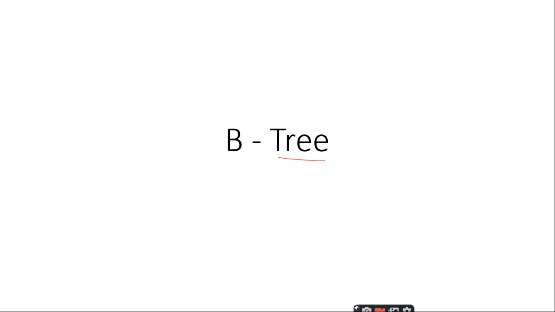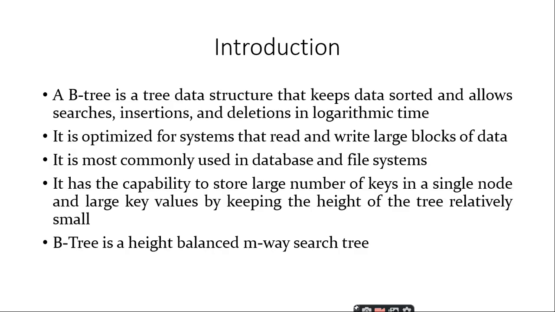So coming to the introduction part of these B trees, as I told, the B tree is a tree data structure that keeps data in a sorted manner. So this is the first property we should mention. In B trees, it is mandatory that all the elements that you store in the B tree are in sorted order. In general, it will be in ascending order only.